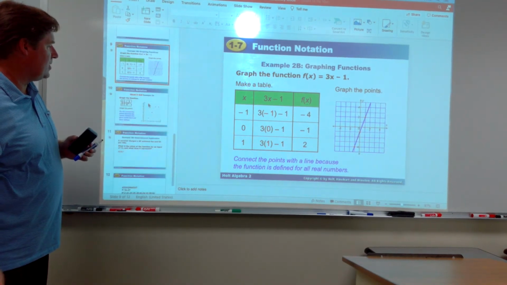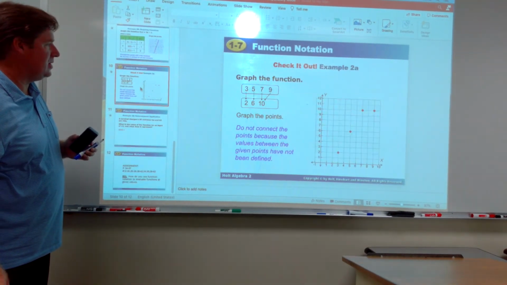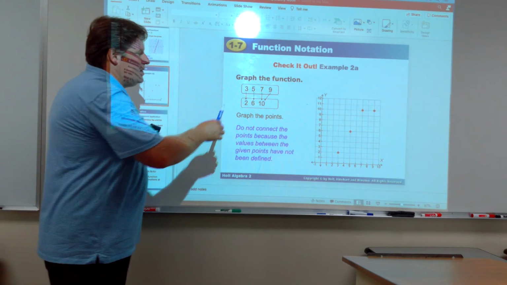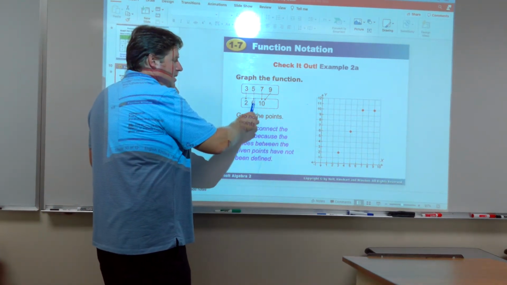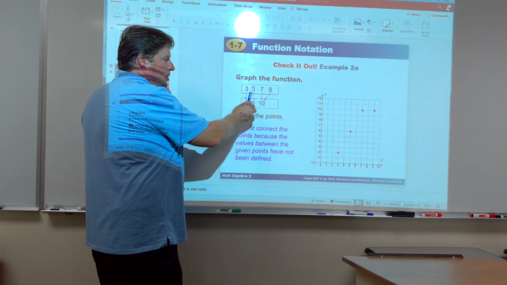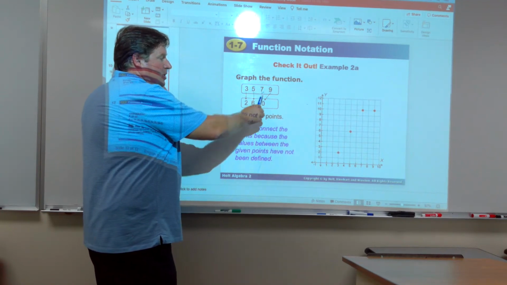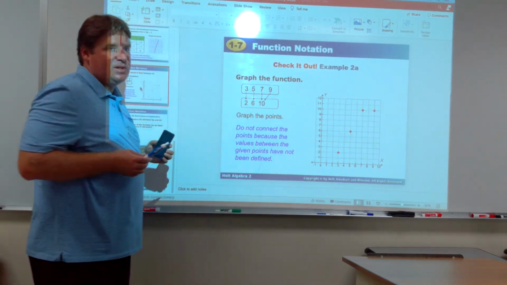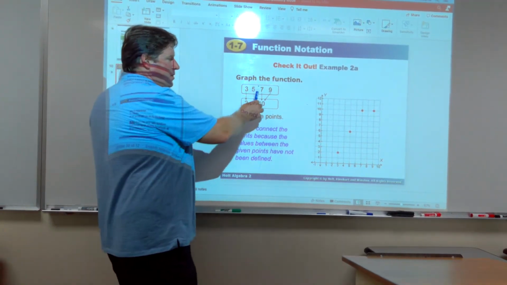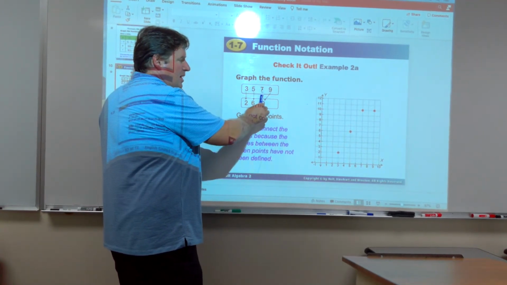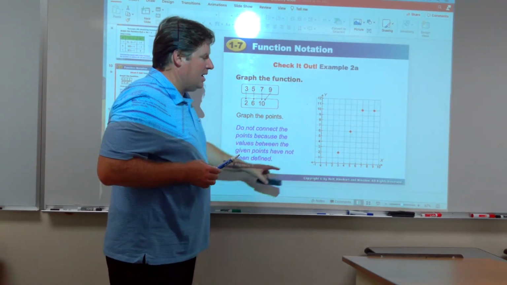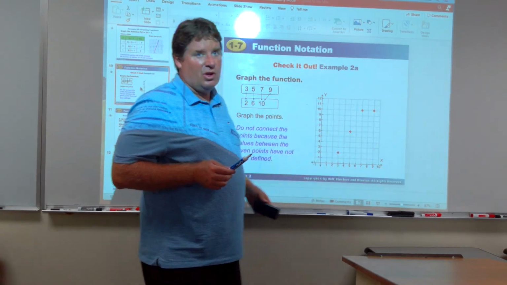All right, we also have things called mapping diagrams. These are kind of interesting diagrams. This is the input, and this is the output. So 3 goes to 2, 5 goes to 6, 7 goes to 10, and 9 also goes to 10. Now, this is a function. Remember, it's okay for 2 inputs to go to the same output, but you can't have an input going to 2 different outputs. And again, you can see that this graph does pass our vertical line test.